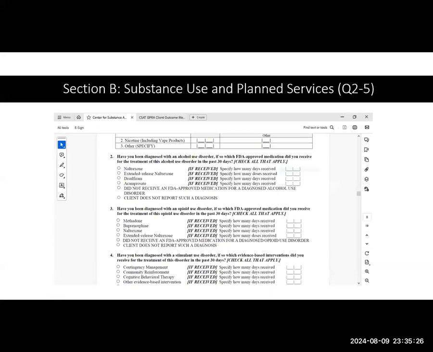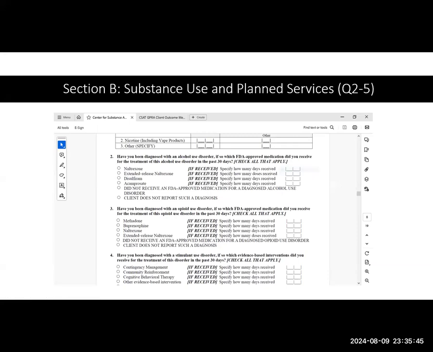Questions 2 through 5. The intent of these questions is to understand if a client has been diagnosed with, for example, for question 2, an alcohol use disorder, for question 3, opioid use disorder, for question 4, a stimulant use disorder, and you can't see question 5 here, but that would be a tobacco use disorder.